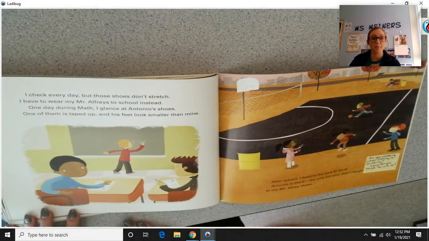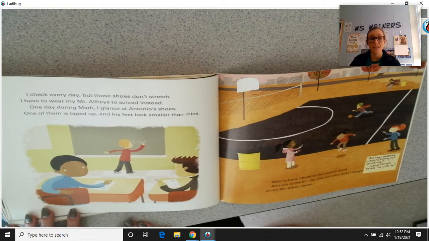I check every day, but those shoes don't stretch. I have to wear my Mr. Alfrey's to school instead. One day during math, I glance at Antonio's shoes. One of them is taped up, and his feet look smaller than mine.